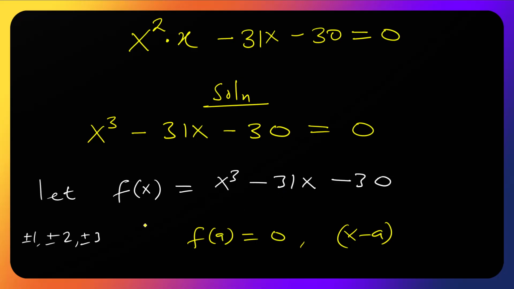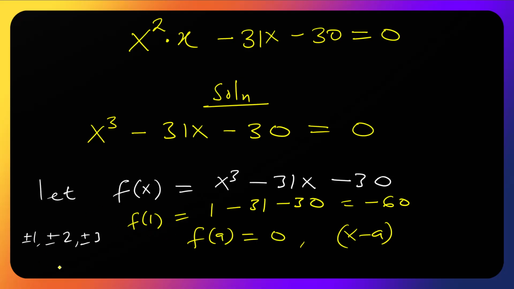Now let's start with 1. Okay, if I plug in 1 here, this side will be f of 1 equals 1 cubed is 1 minus, if I plug in 1 here, 31 minus 30, so that would be minus 60. So this side is not 0, therefore we can't pick 1.